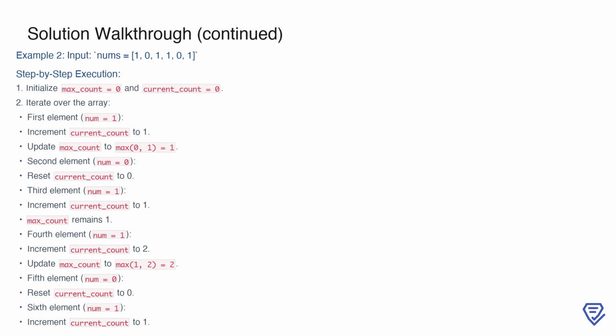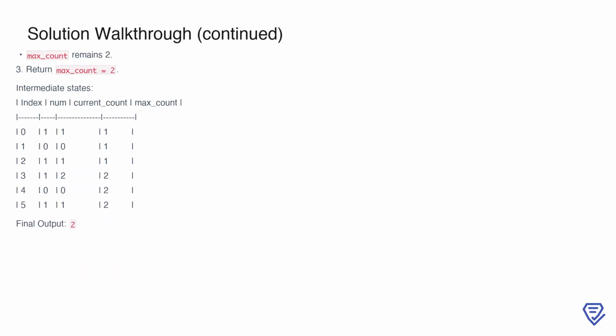On the fourth element, also a 1, we increment current_count to 2 and update max_count to the maximum of 1 and 2, giving max_count equals 2. For the fifth element, a 0, the streak is broken again, so current_count resets to 0. Lastly, we process the sixth element, another 1, and analyze the result.